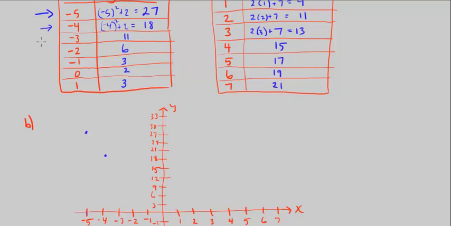Right there. Then we get negative 3, comma 11, right there. Negative 2, comma 6. Negative 1, comma 3. 0, comma 2, 0 right here, comma 2. 1, comma 3, right here, right? And if I sketch this, I can connect the dots, right?